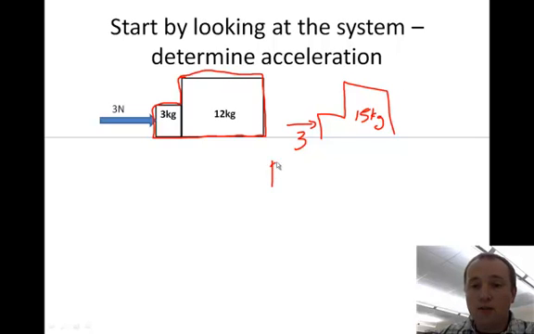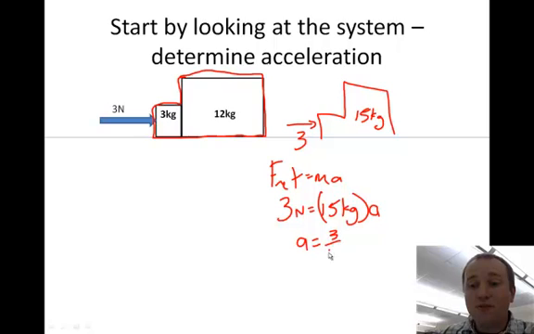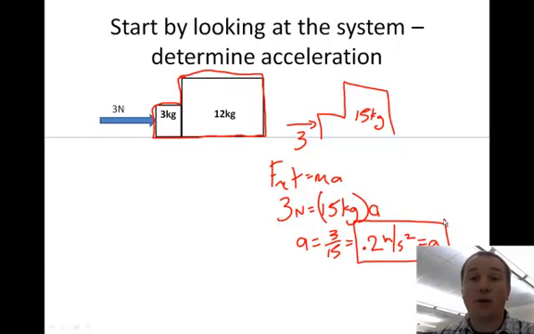And so if I think F net equals ma, my F net is 3 newtons. My mass is 15 kilograms times my acceleration. So my acceleration is 3/15, which is 0.2 meters per second squared. And so once you have that acceleration, we're now going to use it.